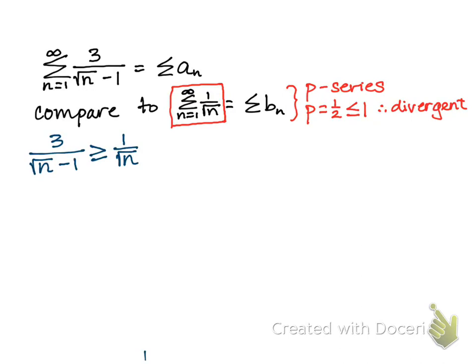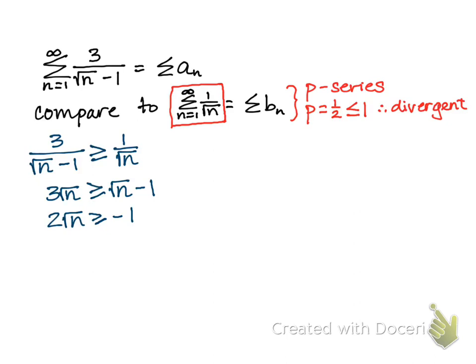Okay, so I'm going to give them a common denominator. I'm going to multiply this by root n over root n, and so I would have 3 root n in the numerator. And over here, multiply by root n minus 1 over root n minus 1. I would have root n minus 1 in the numerator. And so now this is 2 root n is greater than or equal to negative 1.